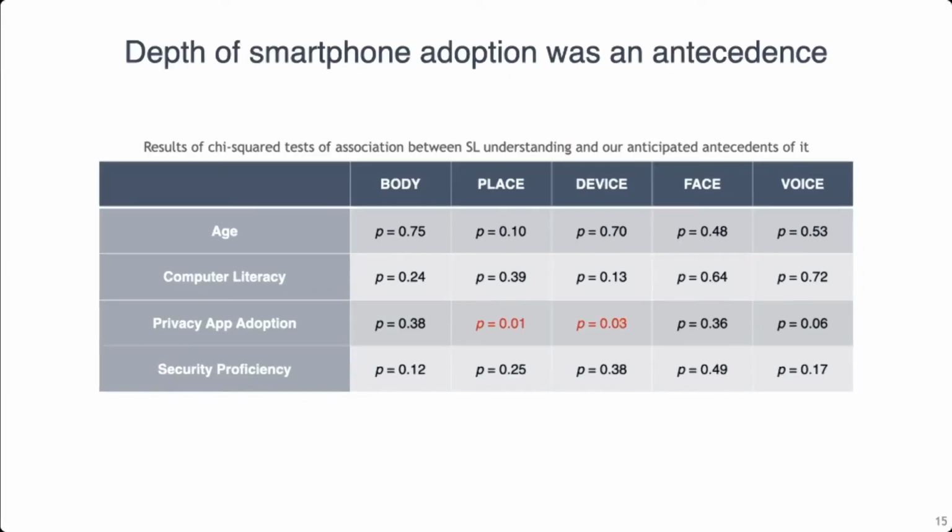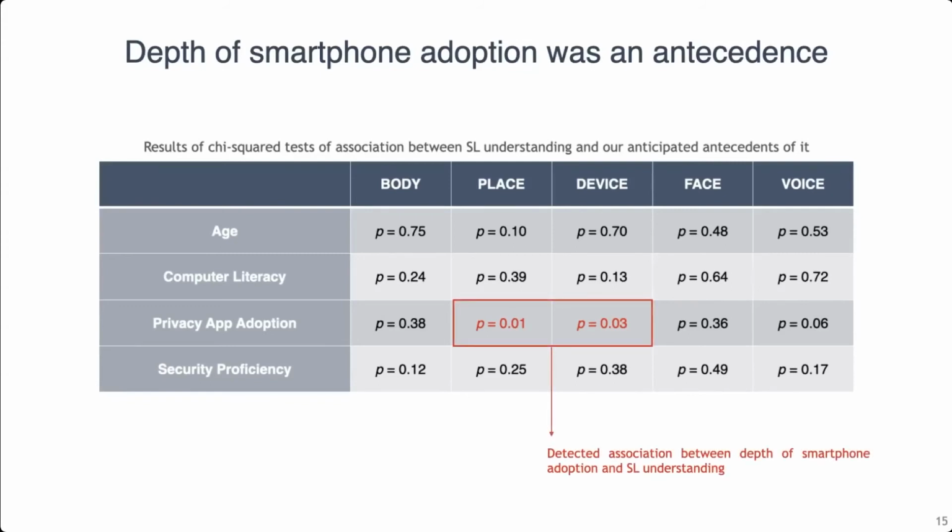The results, however, only show the correlation between privacy app adoption and SL understanding. This is perhaps unsurprising given that, as we saw, SL semantics are nuanced. Therefore, the higher cognitive capacity of younger adults or deeper technical knowledge of those with higher computer literacy do not help with comprehension. In the end, based on these findings, we provide a set of design recommendations for better IA UX design on smartphones.